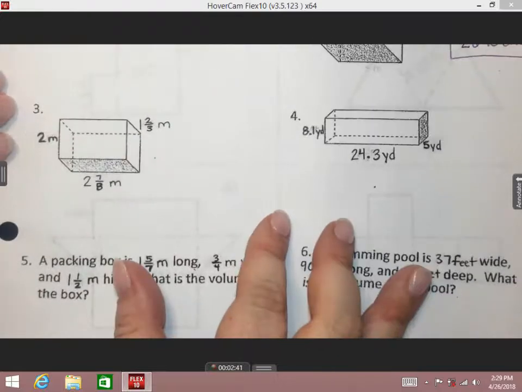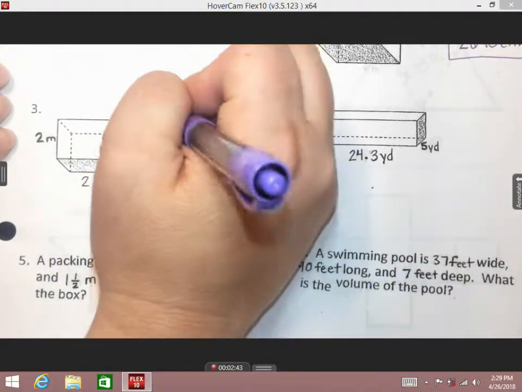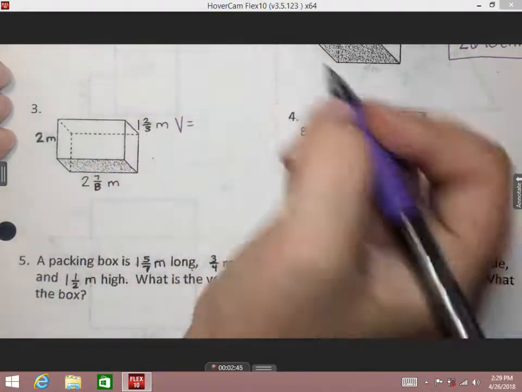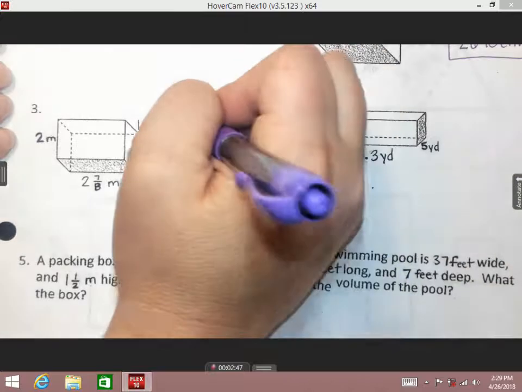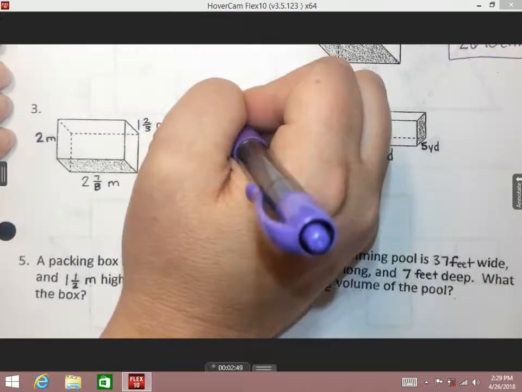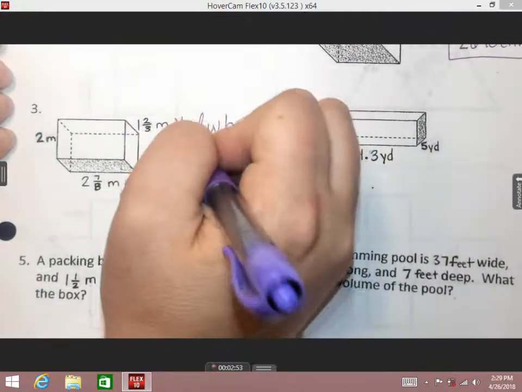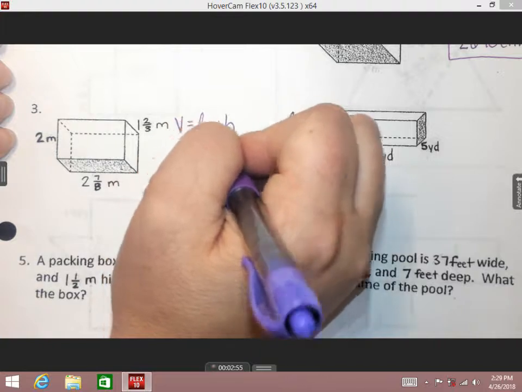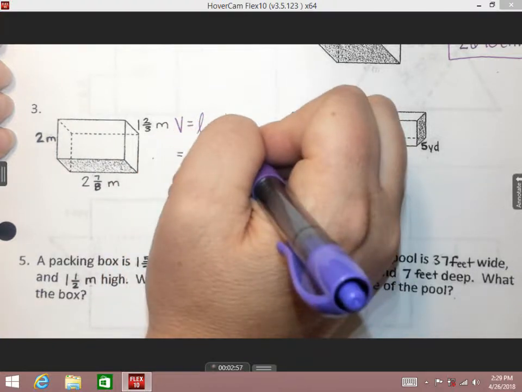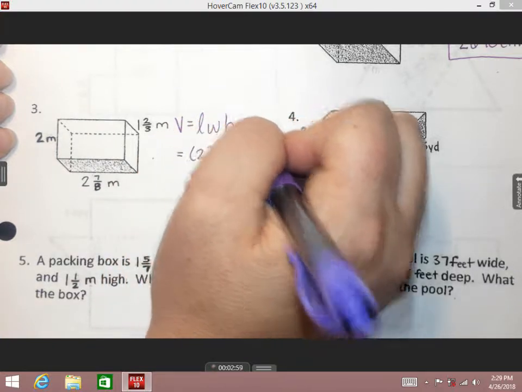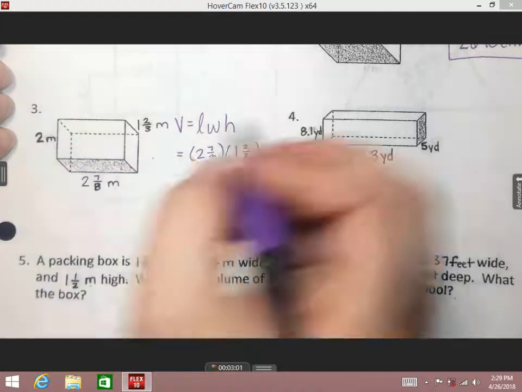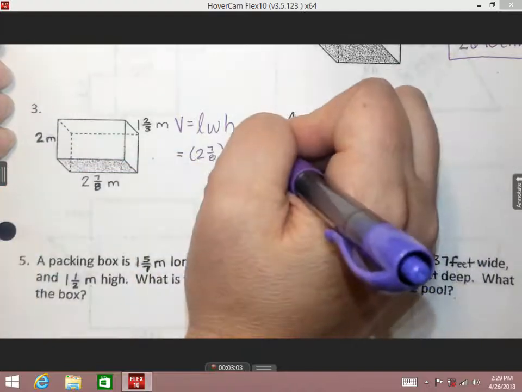All right, on number 3, we have, again, a rectangular prism. Finding volume using the formula length times width times height. My length that I'm going to choose is going to be 2 7/8. My width, I'm going to choose 1 2/3. And for my height, I'm going to choose that 2 that goes from the top to the bottom.